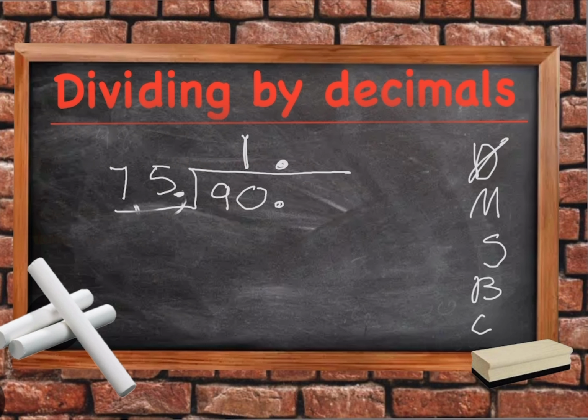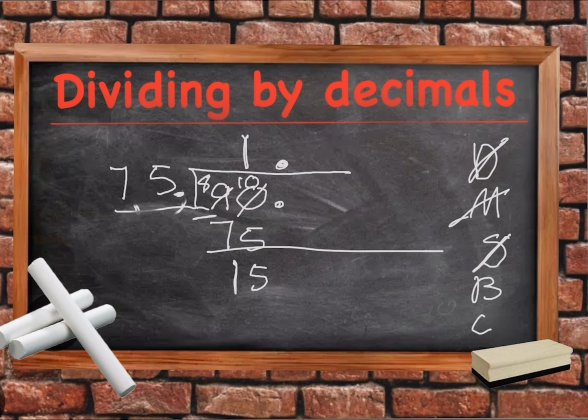Now let's multiply. 1 times 75, and that is 75. Now we cross out the mommy, and let's do the sister, which is subtracting. So what is 90 minus 75? Well, let's see. 0 minus 5 doesn't work. So we have to cross out the 9, make it an 8, and then we cross out the 0 and make it a 10. Now what's 10 minus 5? Well, 10 minus 5 is 5, and 8 minus 7 is 1. So we have the number 15.